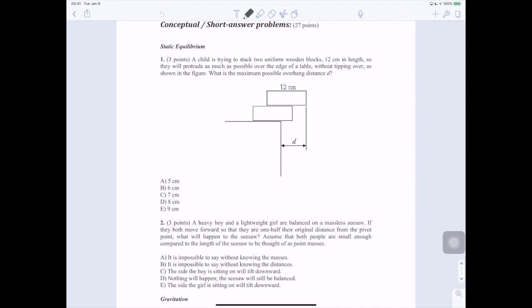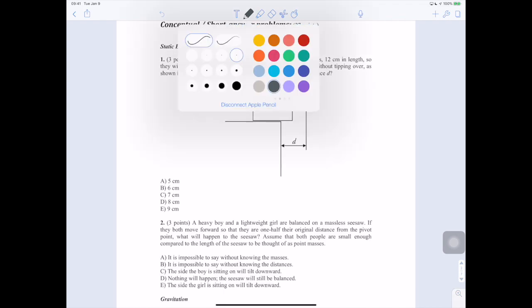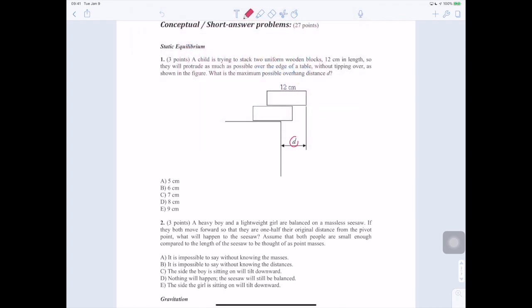What is the maximal possible overhang distance D here? So it's that distance here of the top block. Now let's sketch roughly the center of mass location here and here. The top block will undoubtedly have a gravitational force downward here. Let me draw this like this here, and let me draw this here like this here.